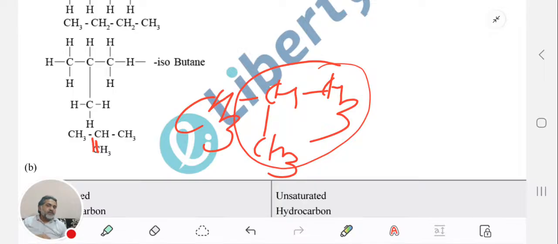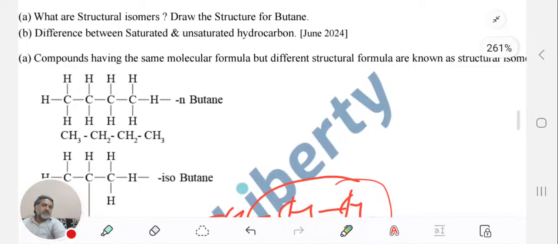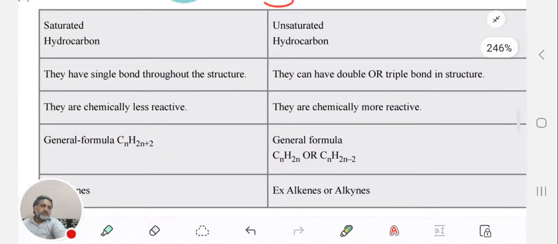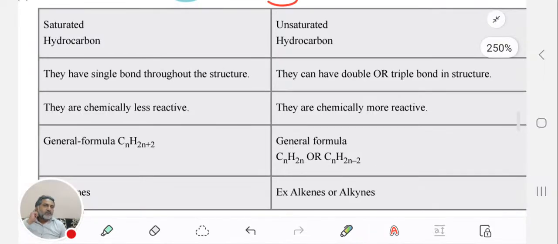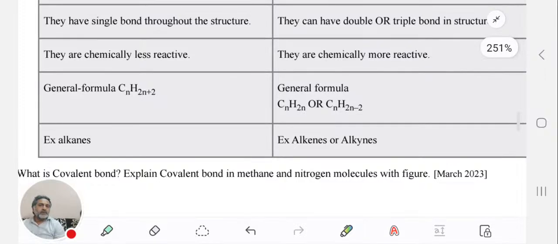Difference between saturated and unsaturated hydrocarbon. Saturated hydrocarbons have single bonds throughout the structure. Unsaturated hydrocarbons can have double or triple bonds in the structure. Saturated hydrocarbons are chemically less reactive.